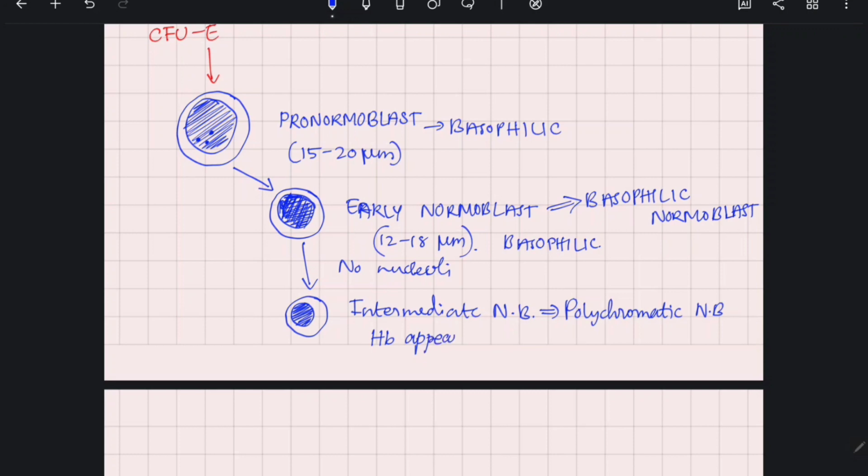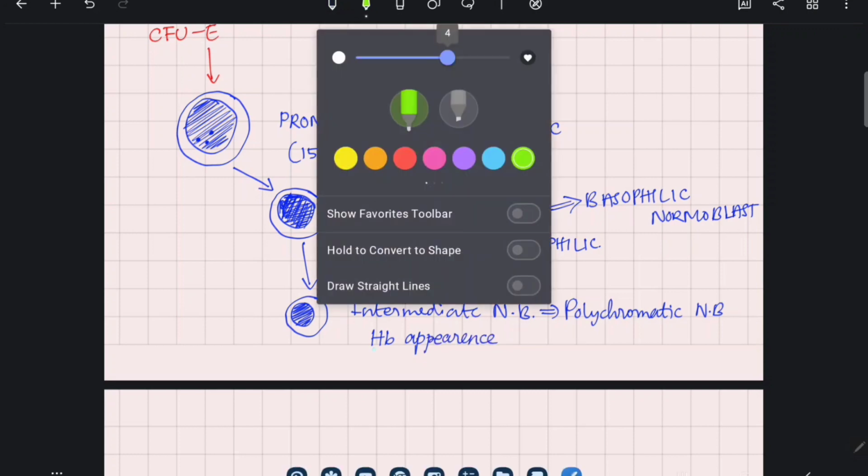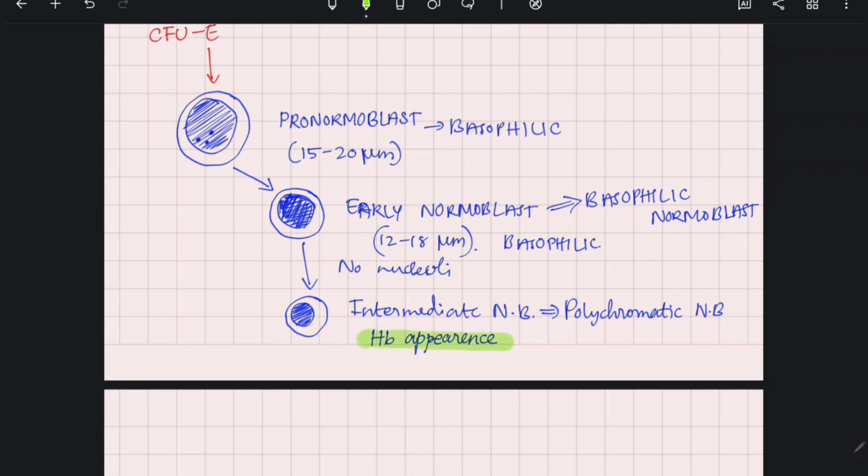Here is the appearance of hemoglobin. In which stage? In the polychromatic normoblast stage. So hemoglobin, which color is hemoglobin? It's red, right? So the cytoplasm will have a red color and basophilic, blue color. So the cytoplasm will have more than one color. That's polychromatic. Okay, so that will form a polychromatic normoblast.